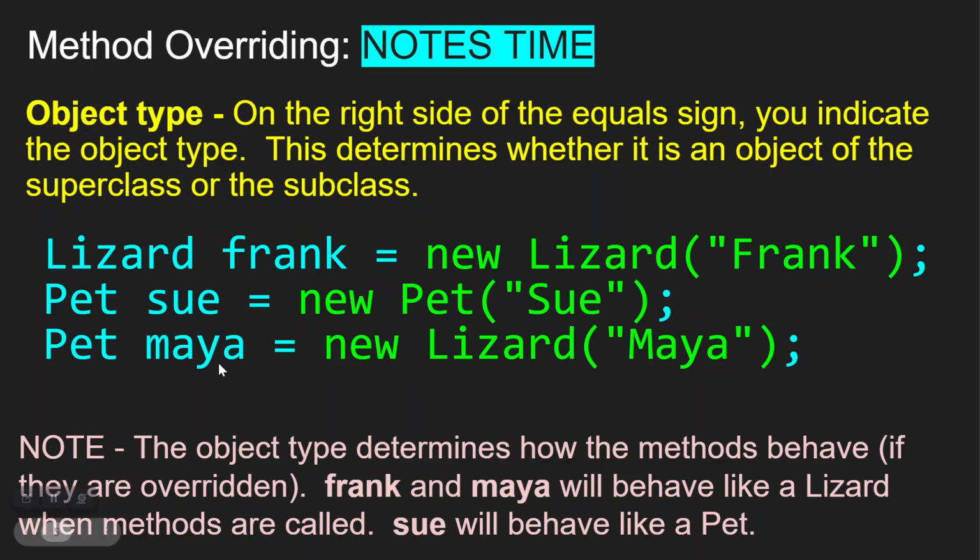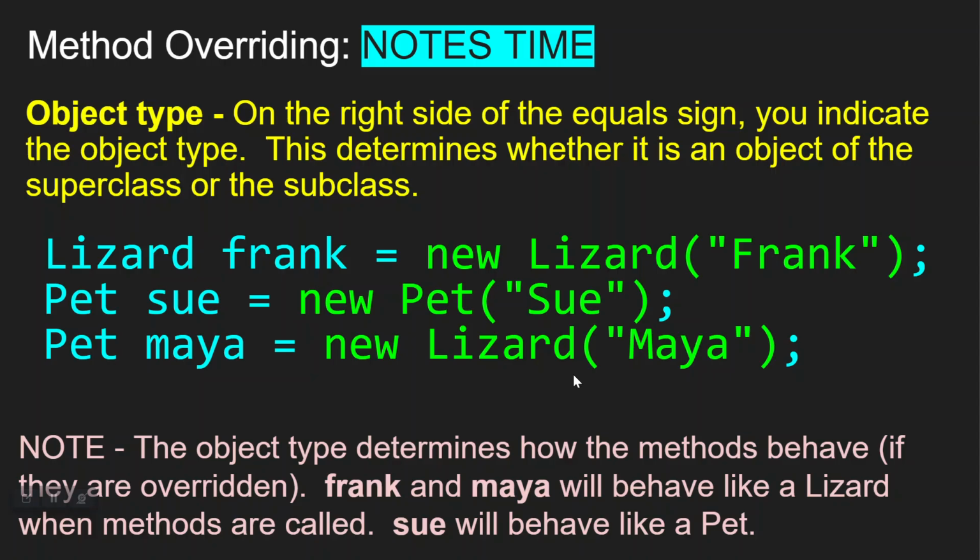But down here, something different happens. Pet Maya equals new Lizard. All right, so it turns out as long as this is a subclass of this, then you can go ahead and do this. I can create a variable, Maya, of type Pet, but I can call the Lizard class's constructor, so it'll be an object of the Lizard class.